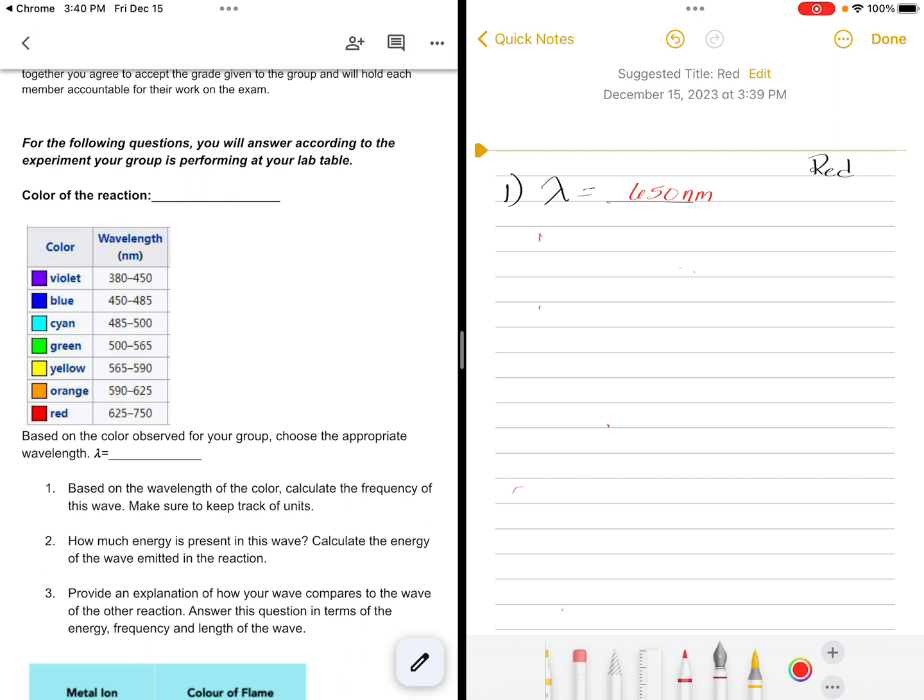Okay, so I'm going to assume that we did the reaction. I'm going to say that I saw the color red. I'm not going to do all of them; we're going to go through just one version. They're all kind of the same, they just have slightly different values.